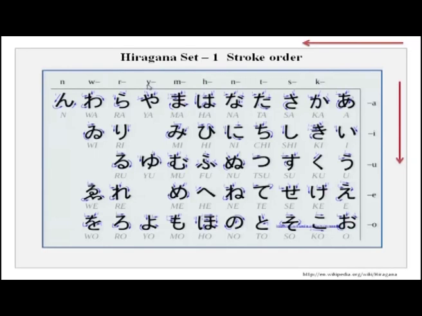Well, then we come to the Y series: Ya, Yu, Yo. The R series: Ra, Ri, Ru, Re, Ro. Then we have Wa. You can leave these two out, o and n. Now, as I told you just now, this is the only one which does not end in a vowel.